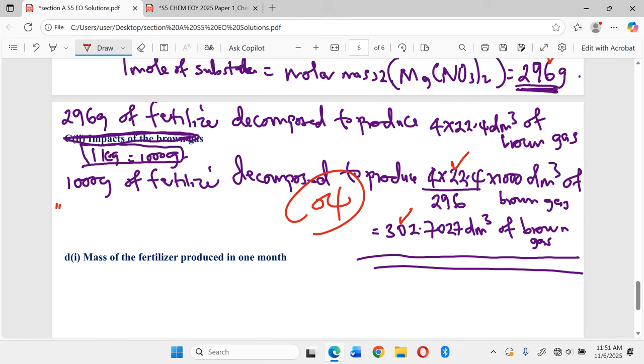Then part 2 was asking the impact of the brown gas. The brown gas is nitrogen dioxide gas. What are some of the impacts of nitrogen dioxide gas? I'm not going to explain, but we can explain them. The first point can be air pollution. Another one can bring about acid rain.